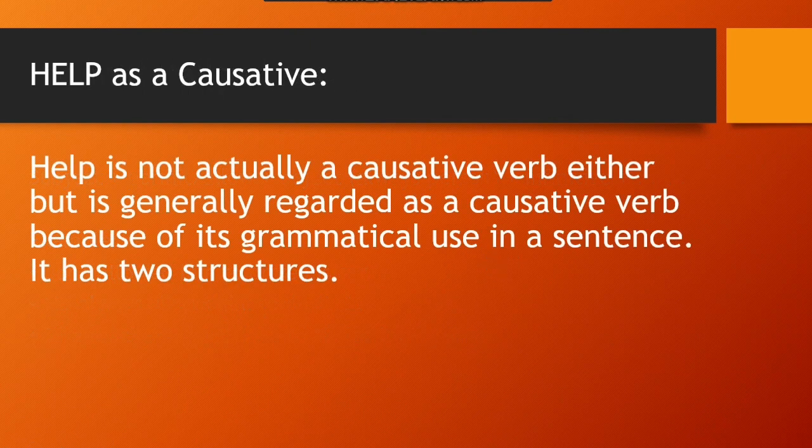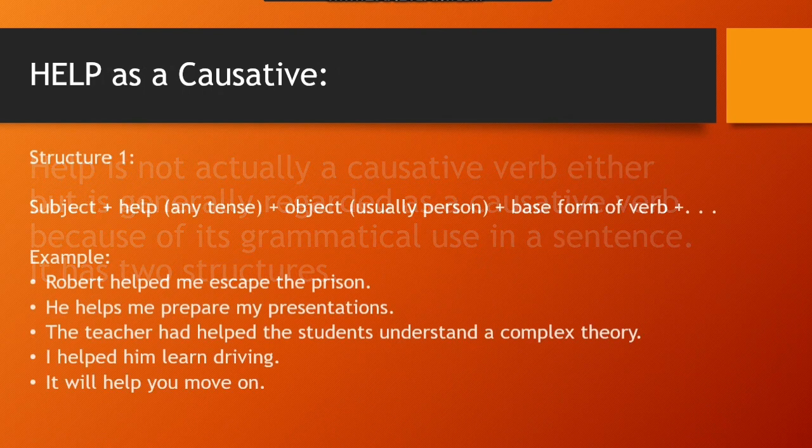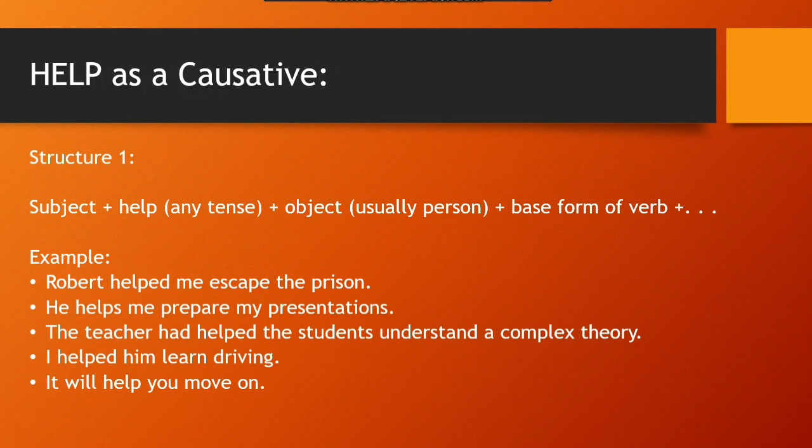Help. With help both can come: it can come with to and also without to. So no problem at all, whichever it is, because help means to assist someone to do their work. You are involved in their work, you are helping them, you are their helping hand. Structure number one: subject plus help, in any tense. It can be helps, will help, or helped. Then an object, usually a person, and when it is a person we have the base form of the verb.